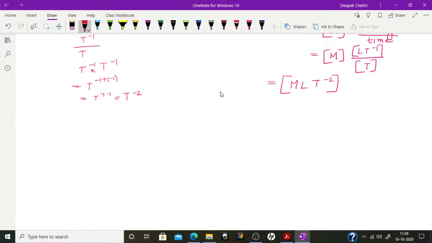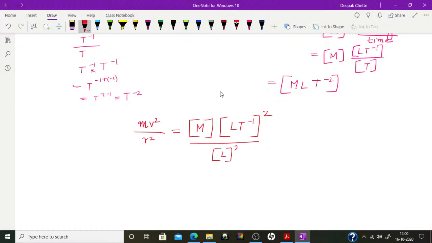So what is the term on the right? Term on the right is mv square by r square. Now it's already given, m is mass, so what is the unit of mass? Capital M. V is velocity. Velocity units I have already given is Lt minus 1, but there is a square, so 2 times, right? So like that. R is a radius. Radius is a kind of a length, right? Radius is a length, so it will be L, and there is a square, so square.